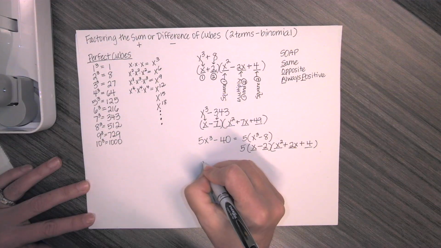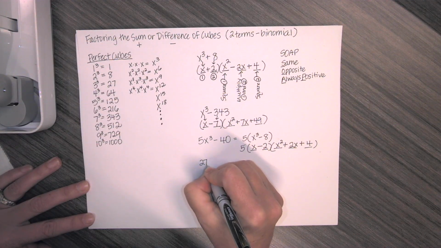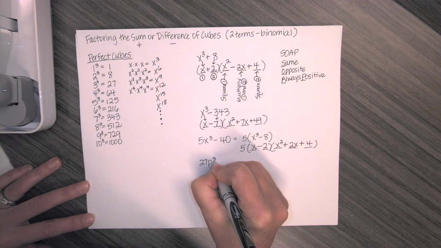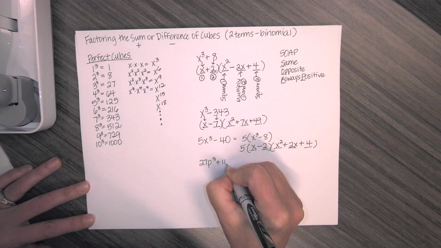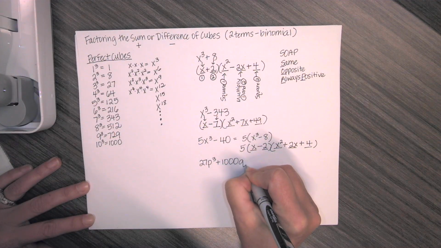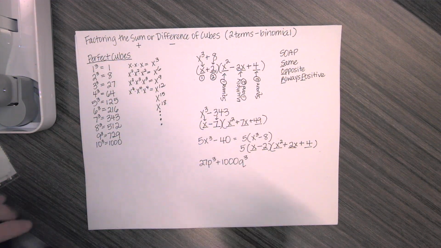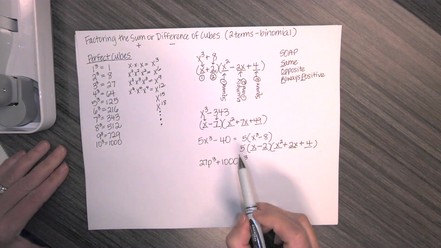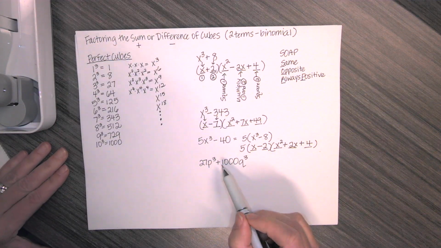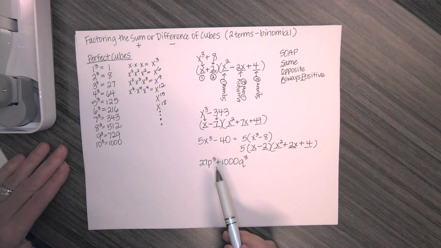All right, let's look at this one. Okay, so there's a lot more going on in this particular problem, but as long as everything is a perfect cube in the problem, then this can be the sum of cubes. So we check every part.